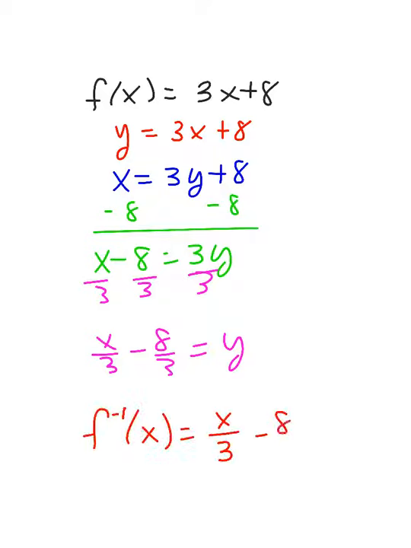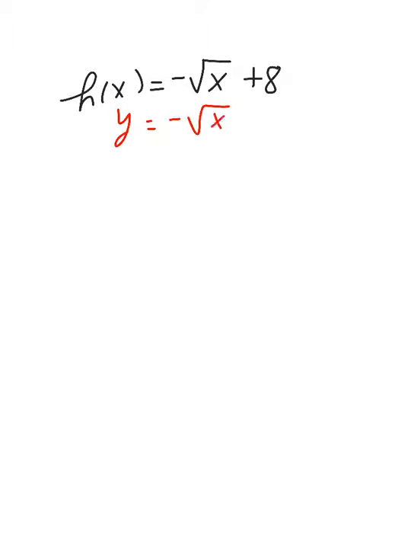minus 8 over 3. Okay, so let's take a look at number 2b. So I have h of x is equal to negative the square root of x plus 8. So I have y is equal to negative the square root of x plus 8. Switch x and y. So now minus 8.